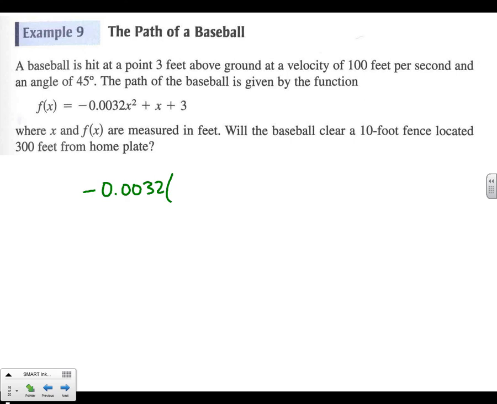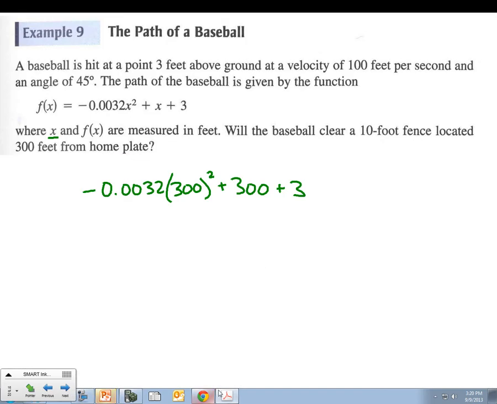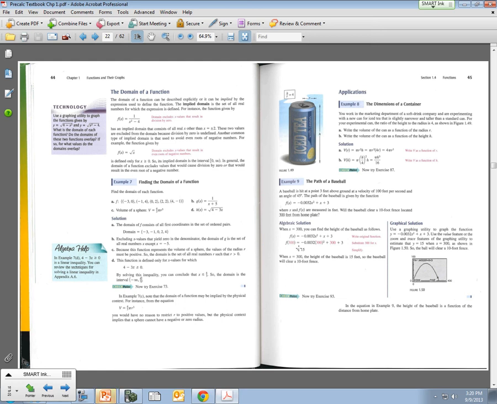In this problem, negative 0.0032x squared plus x plus 3, where x is the distance from home plate, and so we put a 300 in here. If we go ahead and solve this, I have to go to the textbook, I don't have my calculator on me. The answer here is 15, and that definitely will clear a 10-foot fence.